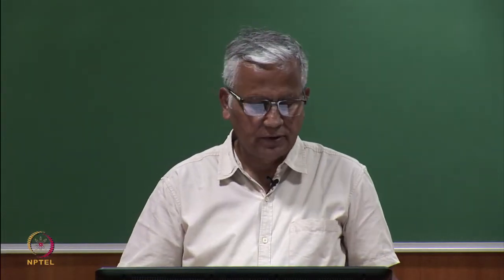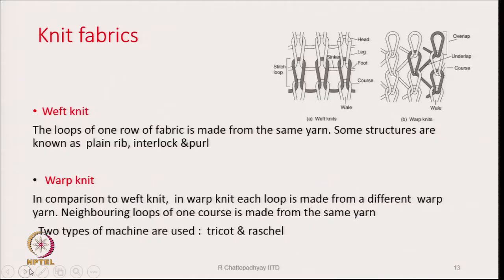We are all familiar with knitted fabrics. We have weft knit and we have warp knitted fabrics, and the two diagrams are shown here, weft knits and warp knits. In weft knits, the loops of one row of fabric are made from the same yarn. Some structures are known as plain, rib, interlock, purl, like that. So, one row is made from the same yarn, like this row as shown by the dark line, they are made from the one yarn.